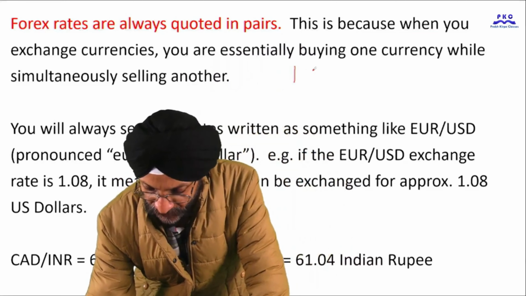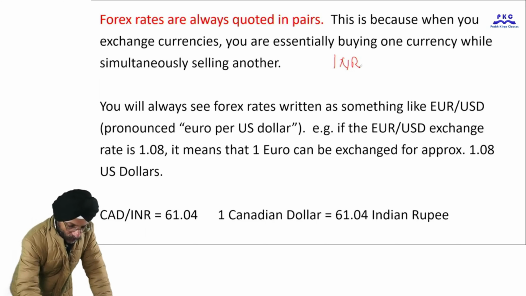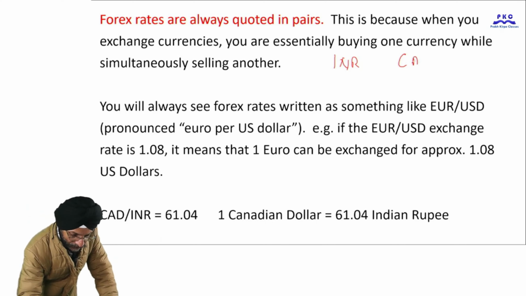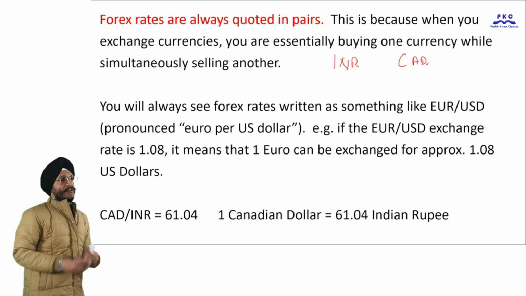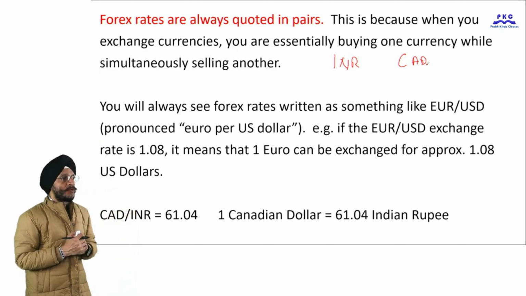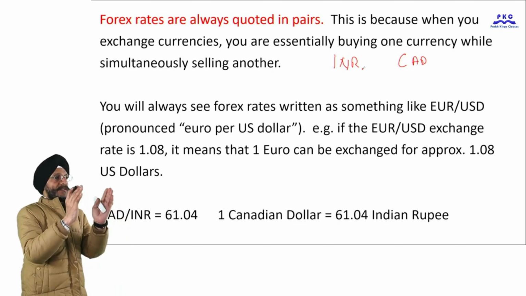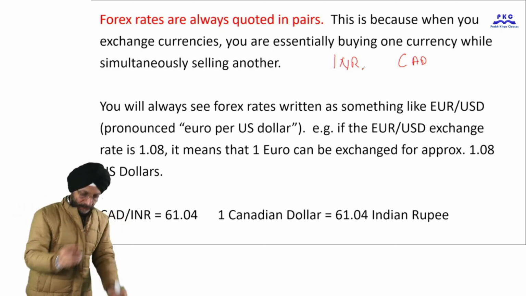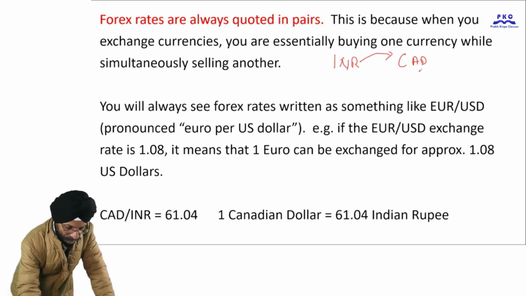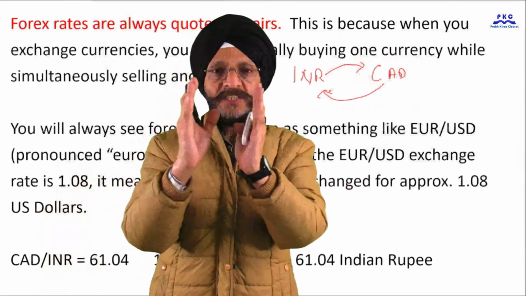For example, we are living in India, we are having Indian rupee, and we want to visit Canada, where currency is Canadian dollar, or we want to import certain goods from Canada. So here, what two currencies are involved? It is Indian rupee we are selling, or Canadian dollar we are buying. So here two currencies are involved.